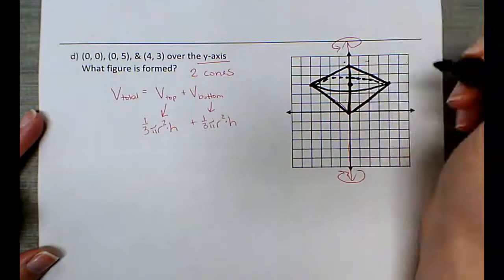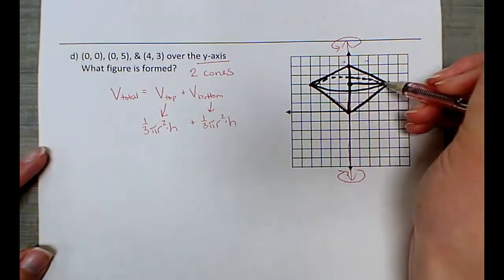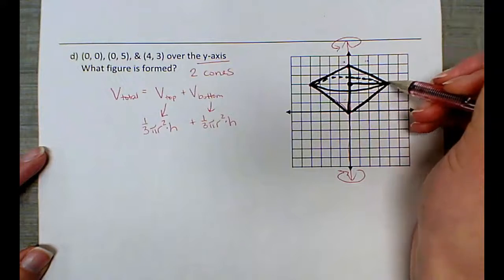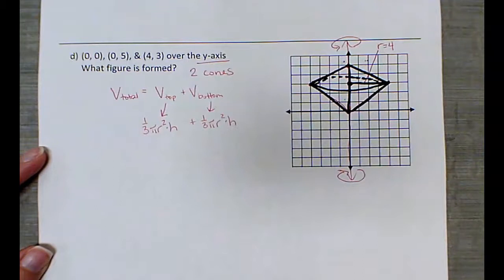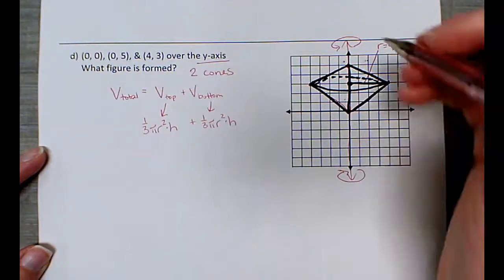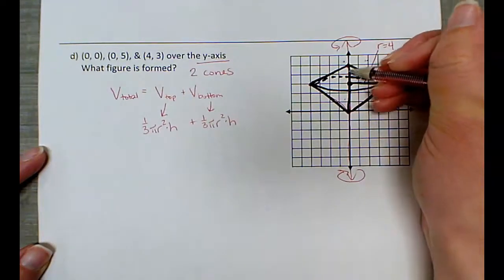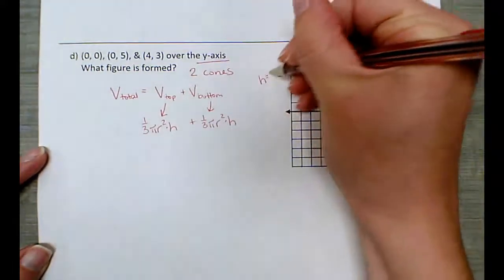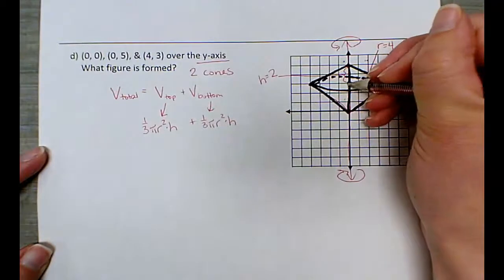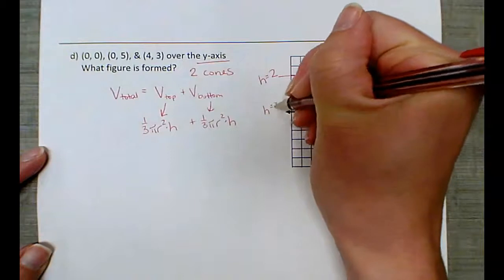So here's the center. Here's the radius. The center of that circle going out to the edge of the circle is 1, 2, 3, 4. 4 units. So the radius is 4 for the top cone and the bottom cone. The height is the distance from the vertex to the center of the cone. And it's got to be perpendicular to the base. So this distance right here, that's the height of one cone, 2 units. And then this distance right here, 1, 2, 3, that's the height of the bottom cone, 3 units.